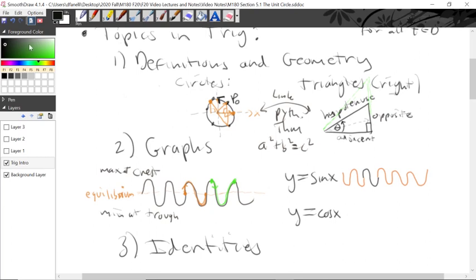So y equals the cosine of x would be described, its initial cycle is going to be from crest to crest. Okay? And then that's going to repeat, and that pattern is just going to repeat again and again and again.